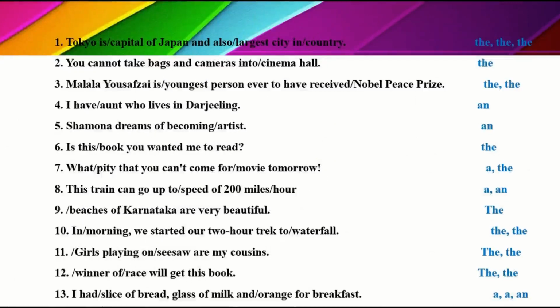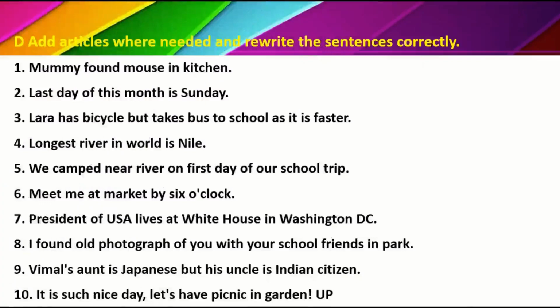Now, let's go to exercise number D. Add articles where needed and write the sentences correctly. So here you have to add the articles wherever needed and you have to rewrite the sentences correctly. Mummy found mouse in the kitchen. Here you have to use the articles. Where you have to use the article, add the article. Mummy found a mouse. Here it is missing. So here you can write a. It is a mouse. Found a mouse in kitchen.